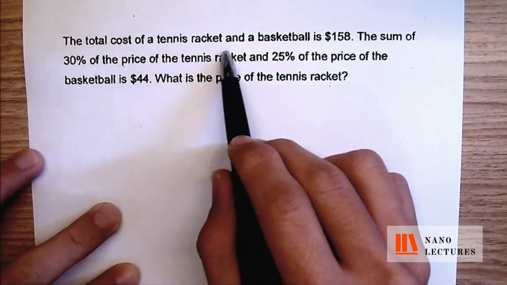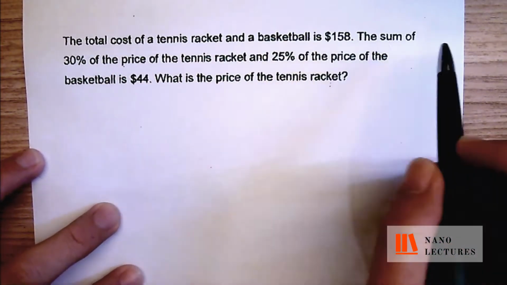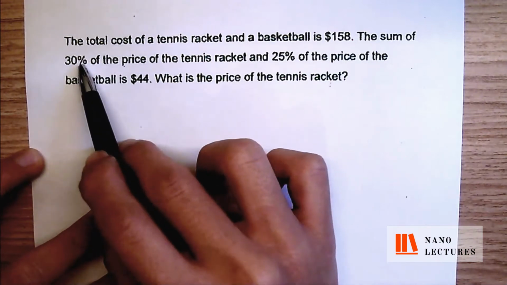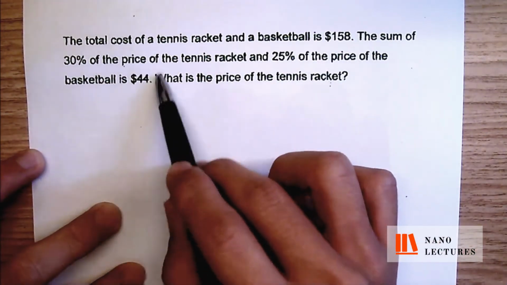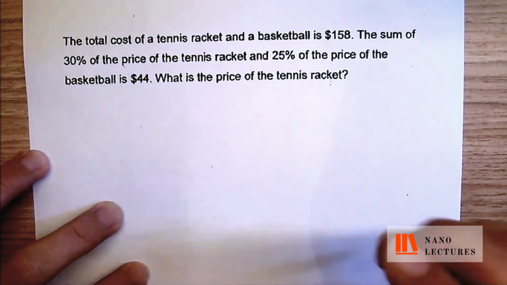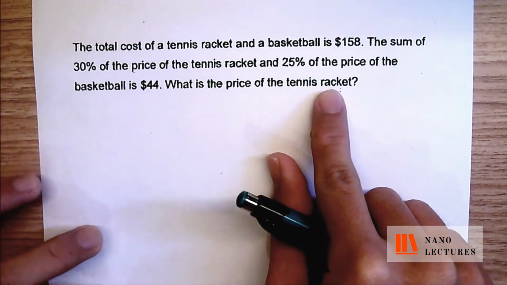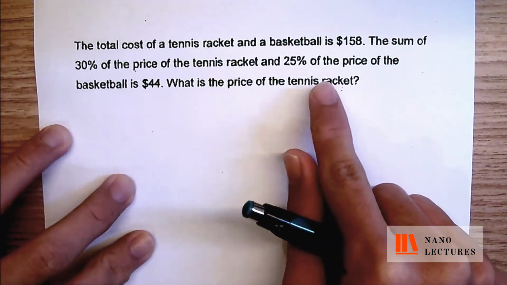The total cost of a tennis racket and a basketball is $158. The sum of 30% of the price of the tennis racket and 25% of the price of the basketball is $44. What is the price of the tennis racket? It looks deceptively difficult, but it's actually quite simple if you just draw the model.